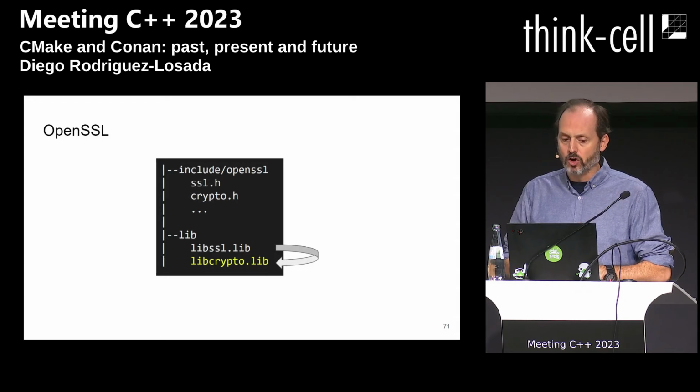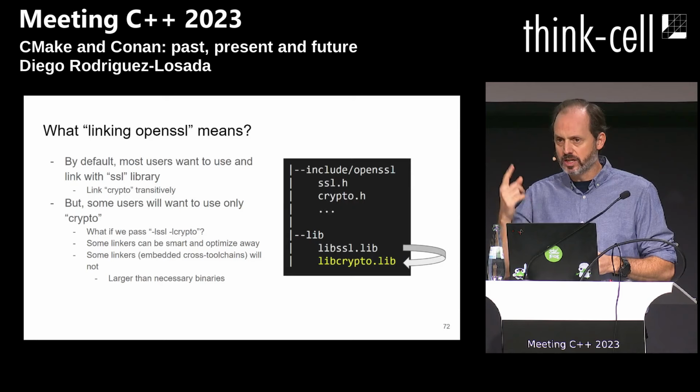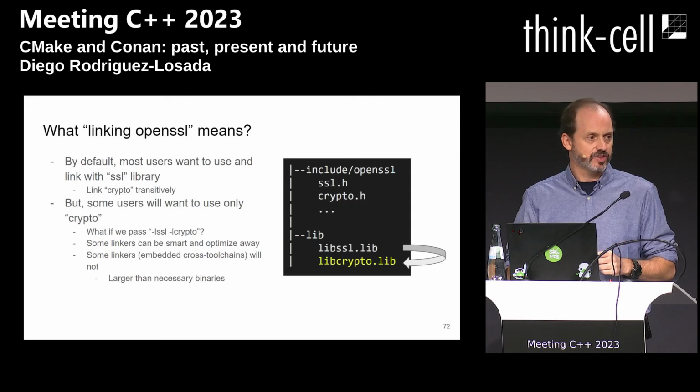Setlib was simple. OpenSSL actually contains two libraries. When you're linking OpenSSL, what does it mean? Are you linking both of them? Are you linking only one? What if you only want to link one of them but not the other? How do you manage that? We need a way to represent that problem in the CPS.